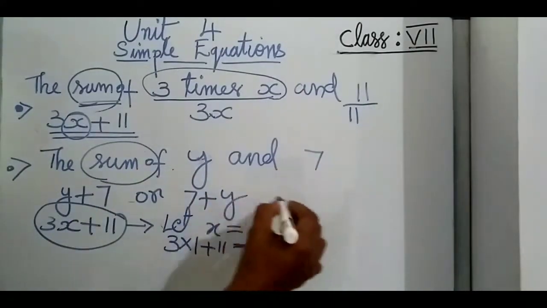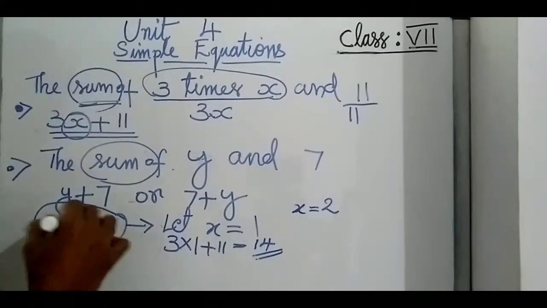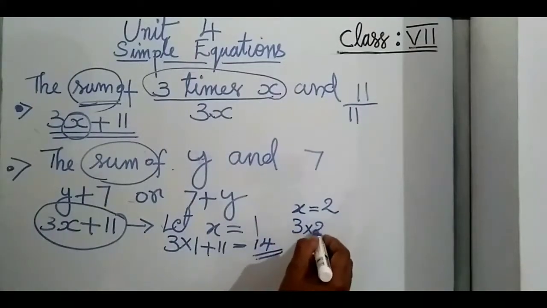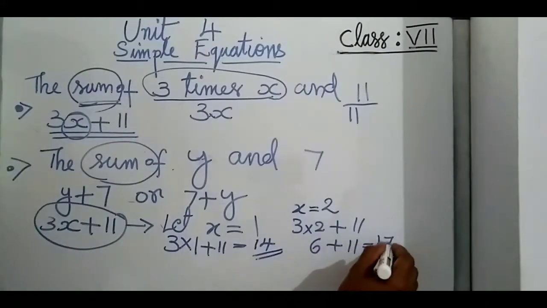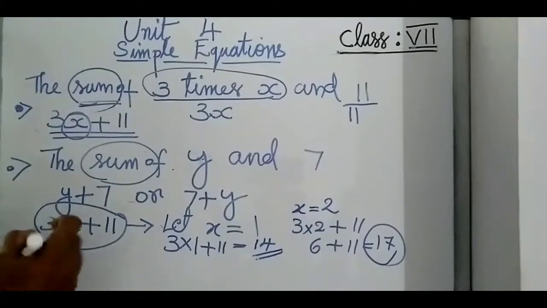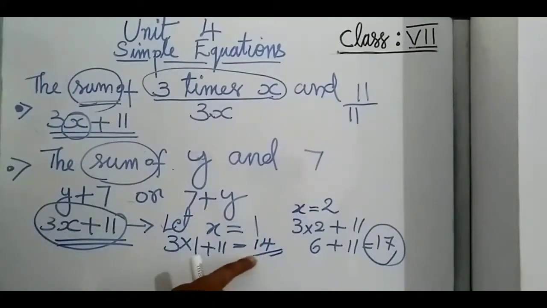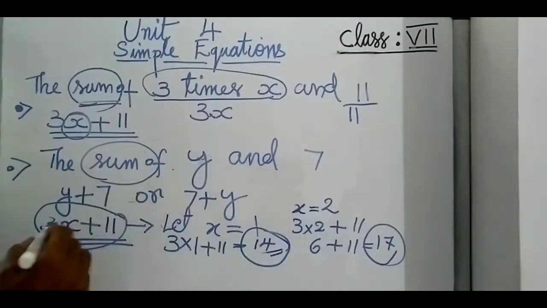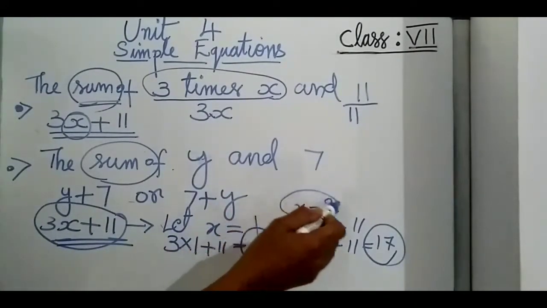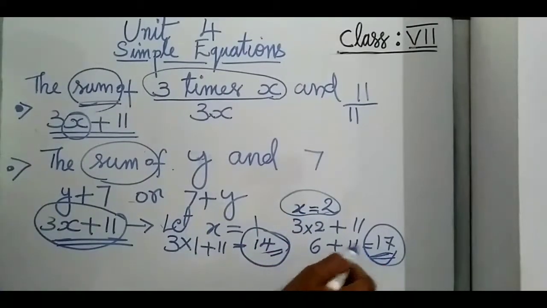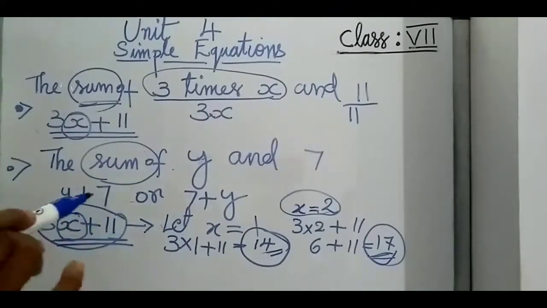Then one more example. If we give x the value 2, what will be the value of this expression? 3 into 2 plus 11. 3 twos are 6. 6 plus 11 is 17. In the same expression 3x plus 11, if x equals 1 the value is 14, and if x equals 2 the value is 17. The value varies because this alphabet is known as the variable.